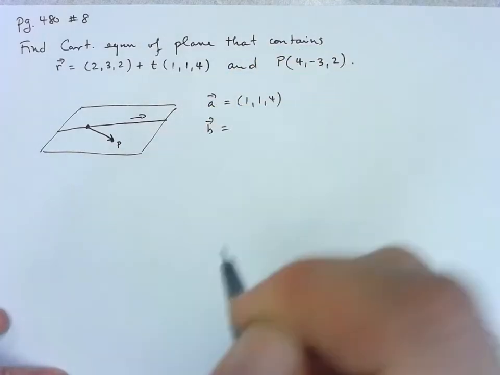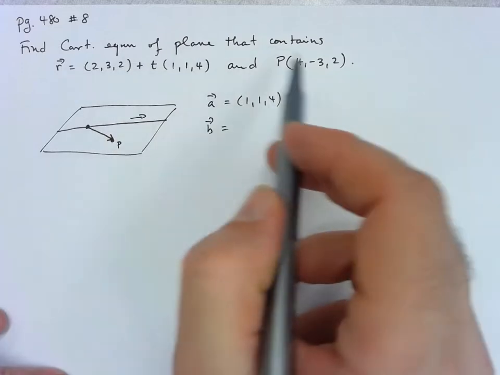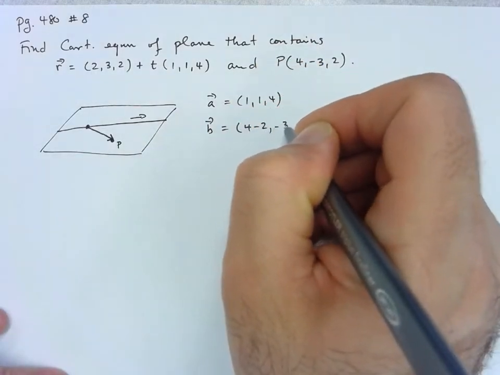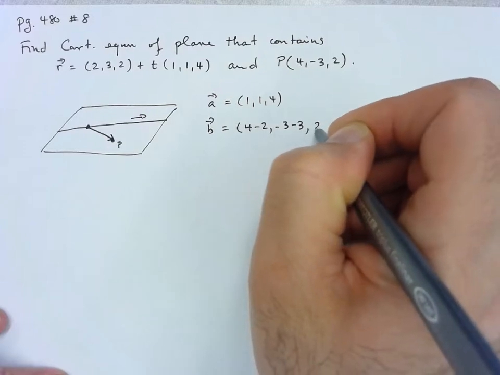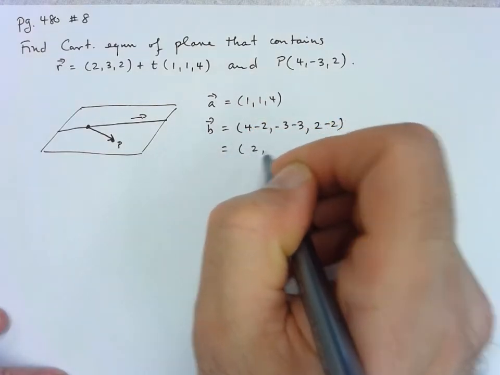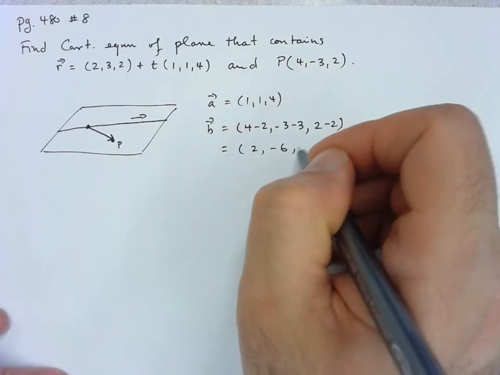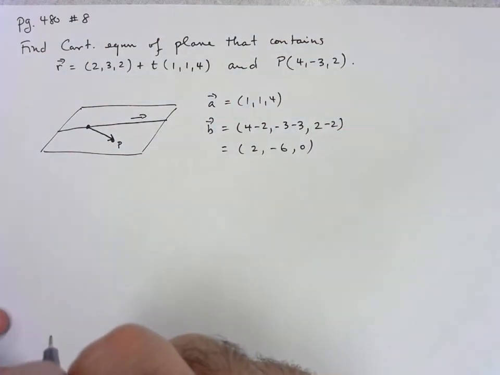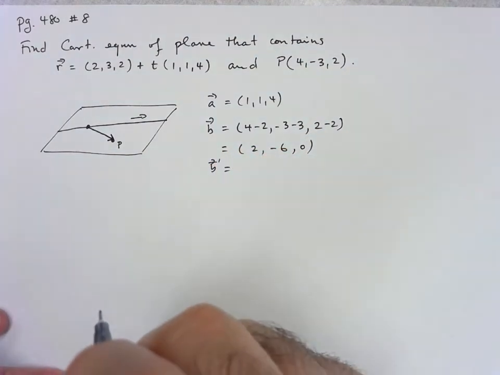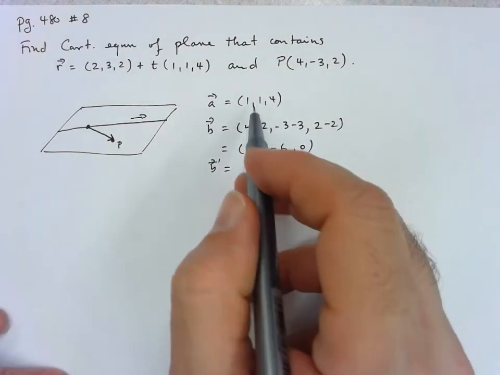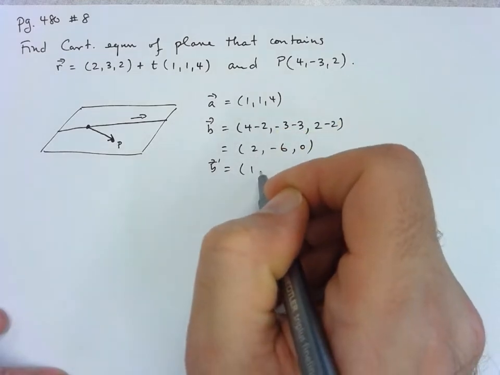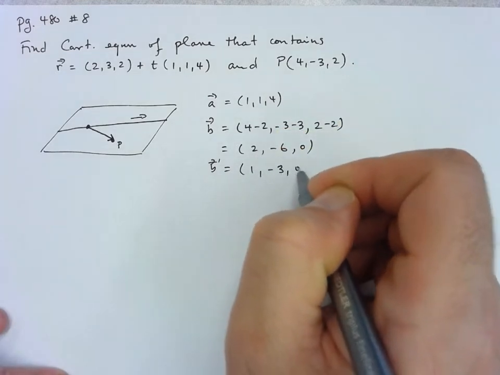In order to find our second direction vector, I'm just going to connect these 2 points. So we've got 4 minus 2, negative 3 minus 3, and 2 minus 2. So that vector is going to be 2, negative 6, and 0. And in fact, since I can use any direction vector, and first of all I see it's not parallel to that first one, I might as well simplify it by dividing by 2. So this can be written as 1, negative 3, 0.